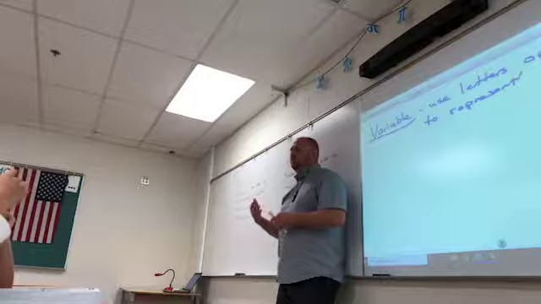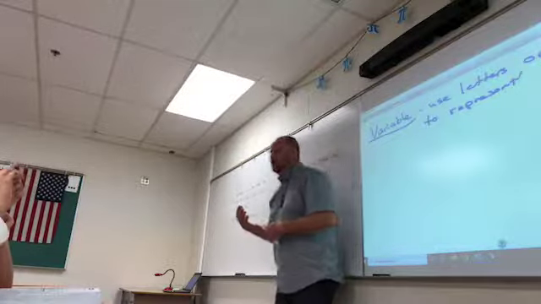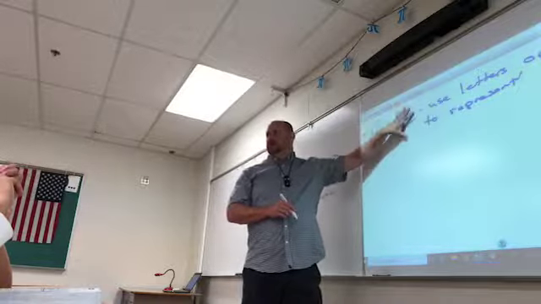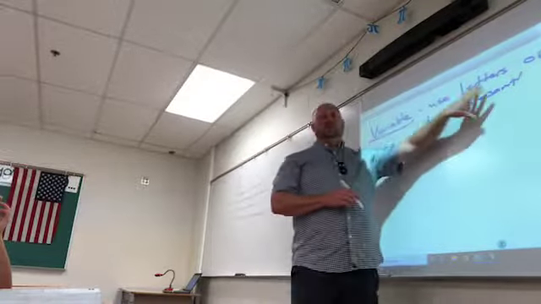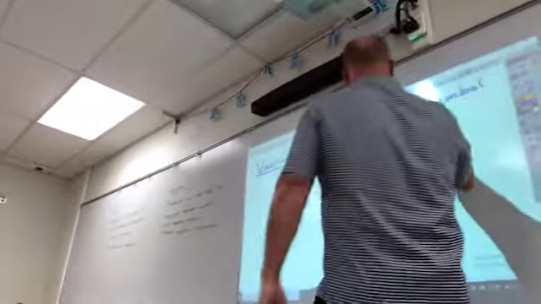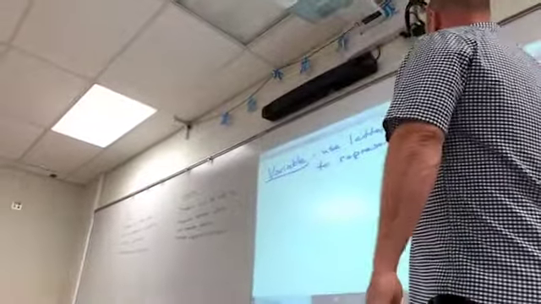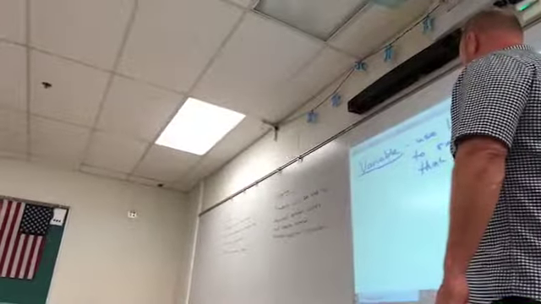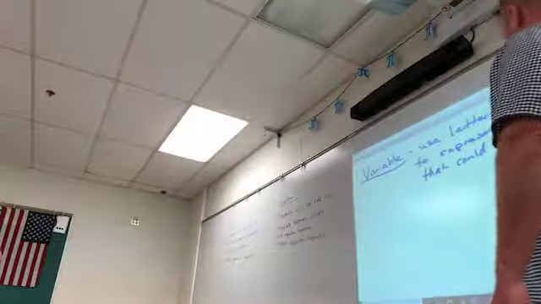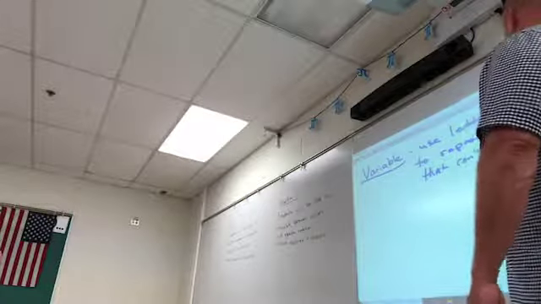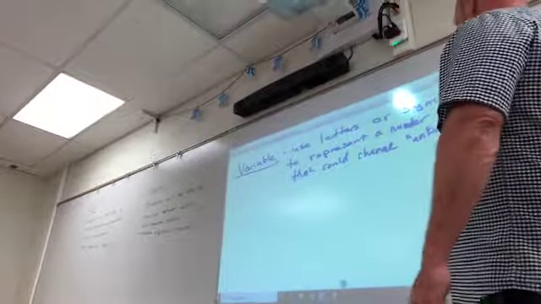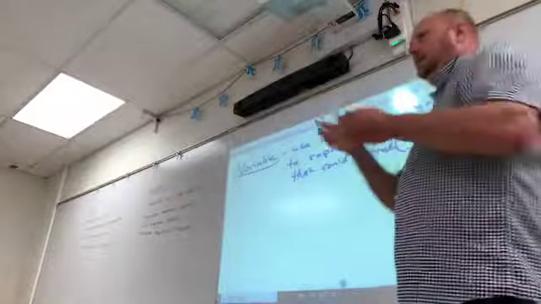So what a variable is always just used for is we pick a number or a letter to represent a number that could change. Or another easy way to think of this, it's just the unknown. It's the unknown thing in the sentence.